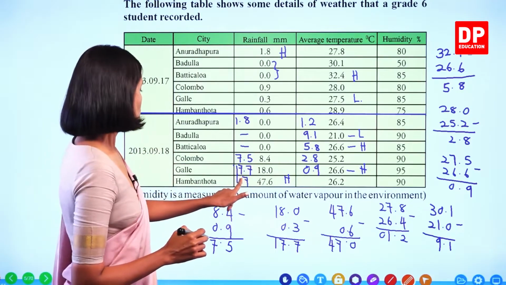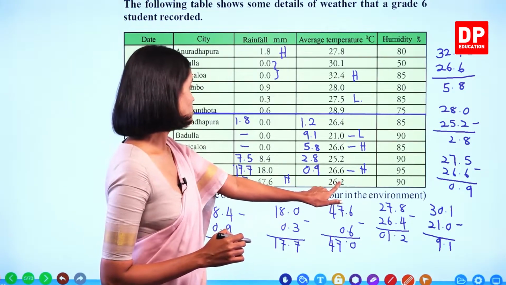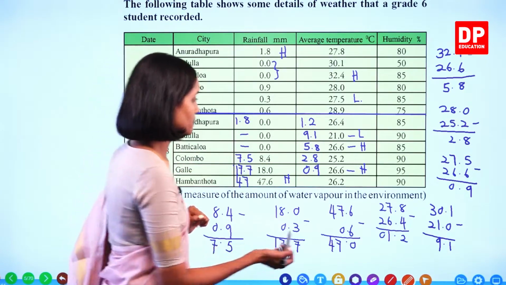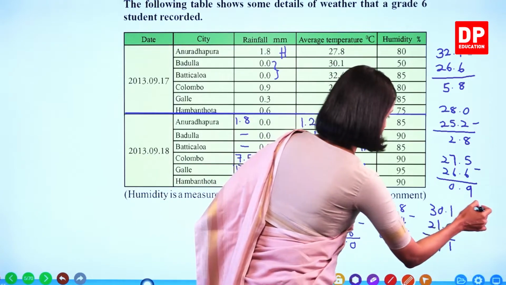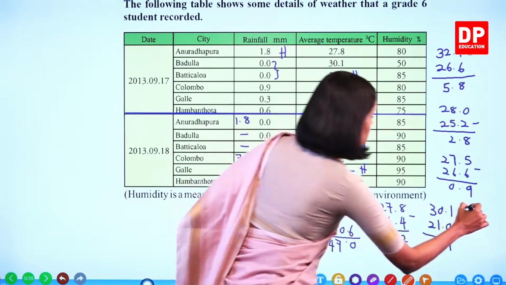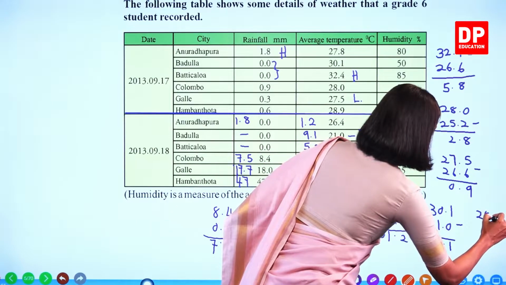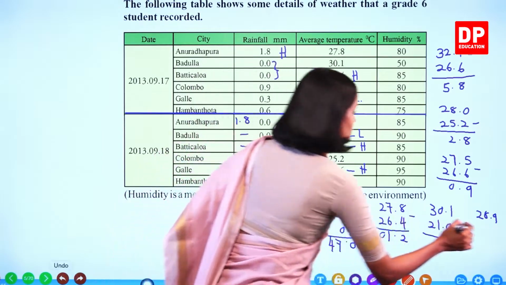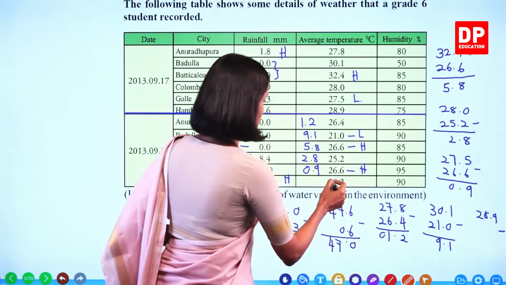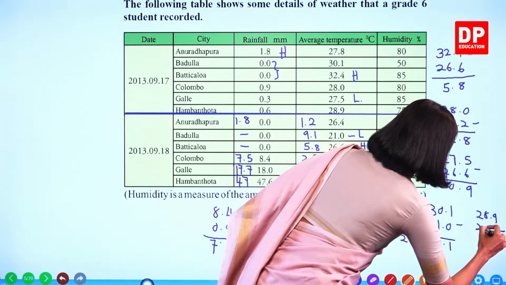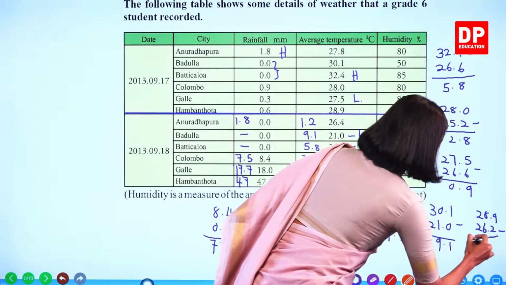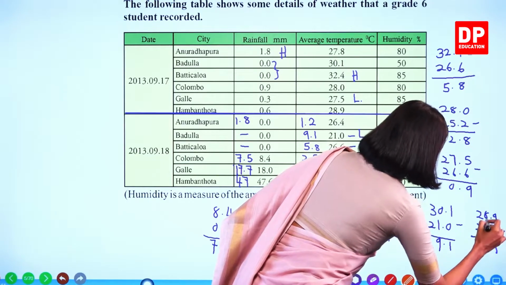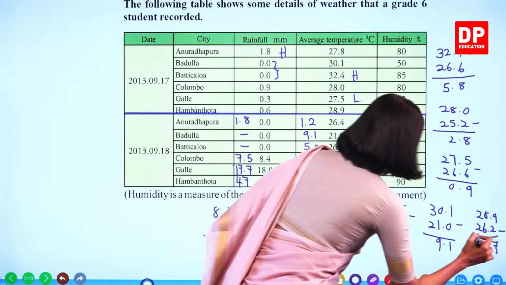Hambantota, 26.2 here, 28.9. Here 28.9 minus 26.2. 7, 2. 2.7.